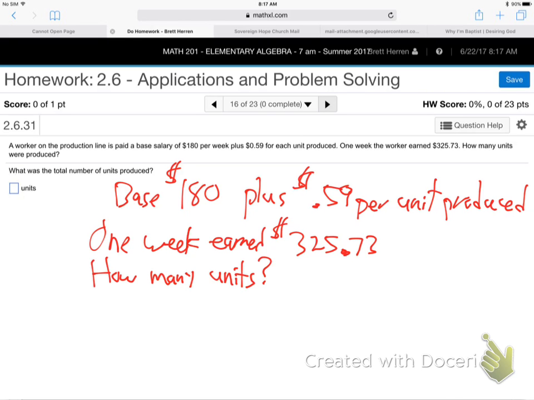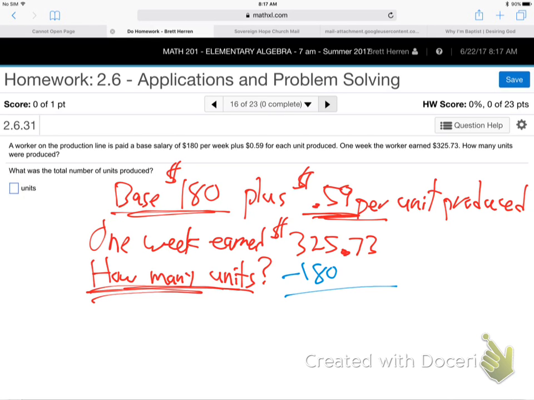Let me let you copy it down. Yeah, so if the worker earned $325.73, and they want us to figure out how many units were produced. Remember, they get 180 base price, so they just pay them 180 base, and then they give them an additional 59 cents per unit produced, and they want us to find out how many units. So we could just subtract the base price, huh? The base pay, I mean. The base pay, 180.